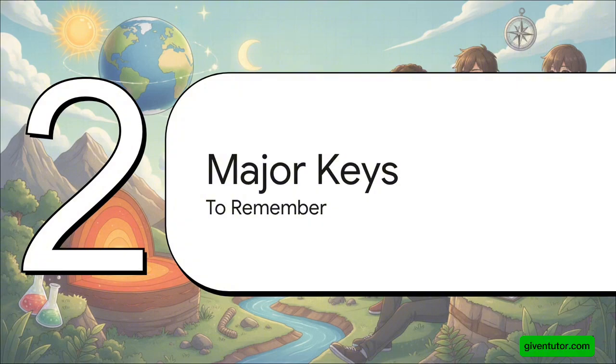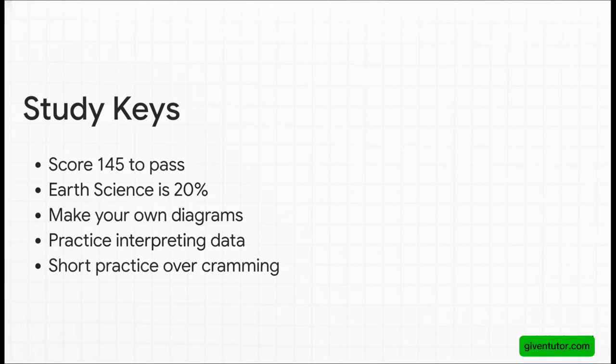Pencils down. Let's quickly review some major keys to remember. And time. Take a deep breath. Huge congratulations on surviving the boss battle. Before we score it, keep these critical study habits in your inventory. 1. Always aim for that 145 to pass. 2. Remember, Earth science is 20% of your exam. 3. Make your own diagrams. I'm serious, this is the ultimate hack. Drawing out the water and carbon cycles yourself builds insane muscle memory. 4. Practice interpreting data way more than memorizing facts. And 5. Please do not cram. Short, focused 15-minute study sessions are proven to boost your scores way faster than pulling brutal all-nighters.